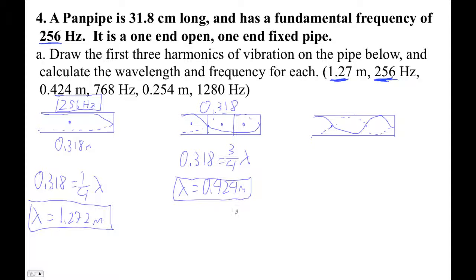Well, there are two ways. Way number one is that the frequency pattern for this pipe is 1F0, 3F0, 5F0. So way number one is to just take that and multiply by 3. So 3 times 256 is 768, right? This will be 768 hertz. Okay. And then this will be 5 times that. So 5 times 256, 1280.